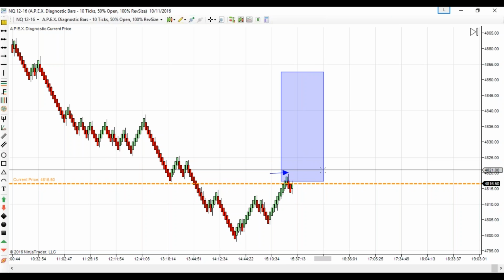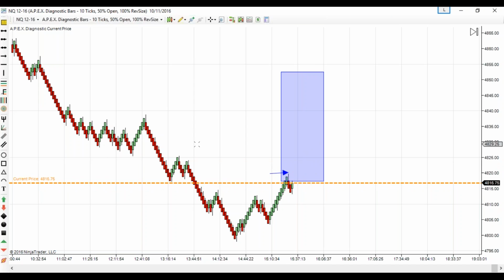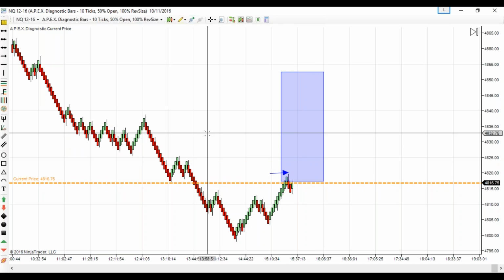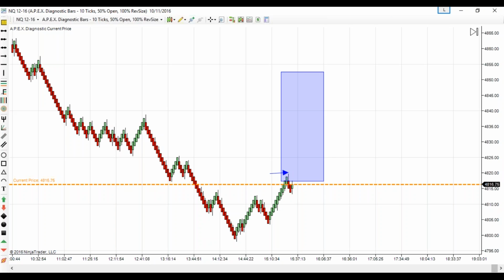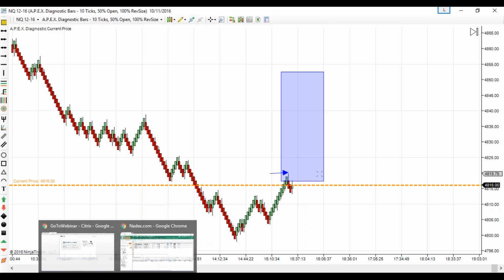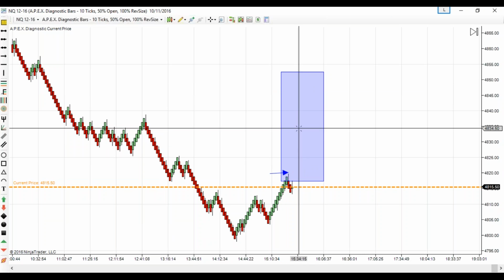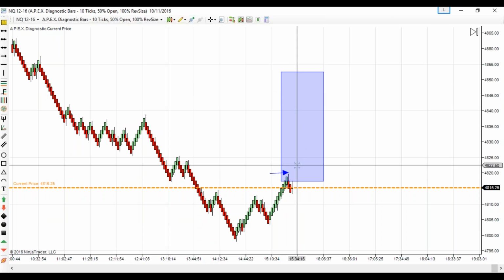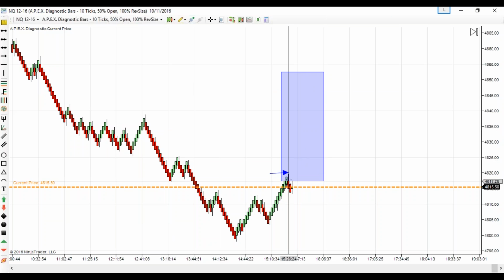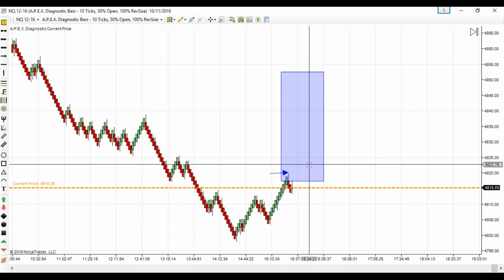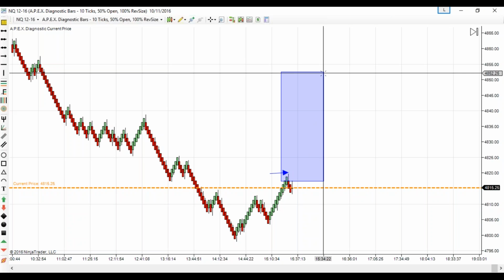Does that make sense? Does everybody see that? Okay, so here's the issue. You need to understand that. You need to understand where you're getting into the spread. And you need to have a good understanding of what you are expecting the market to do. Are you expecting just a little move? Are you expecting a huge move?